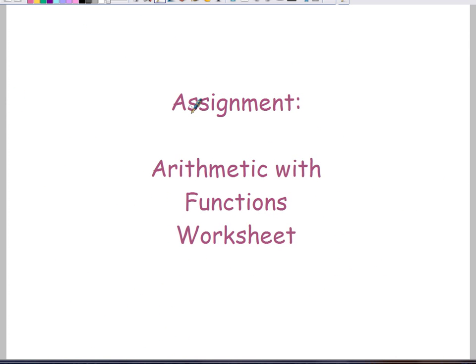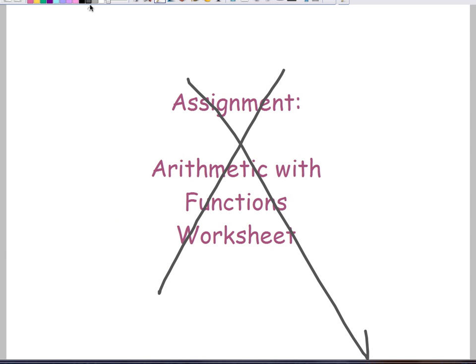This is not your actual assignment. Sorry, I forgot to put something in there. But remember to write down any questions that you have when you come to class so that we can discuss them and possibly go through some more examples if you need it.